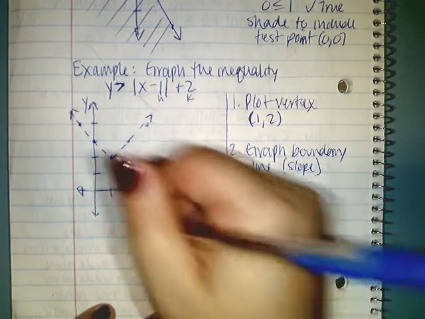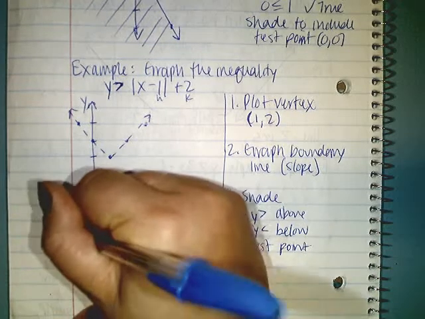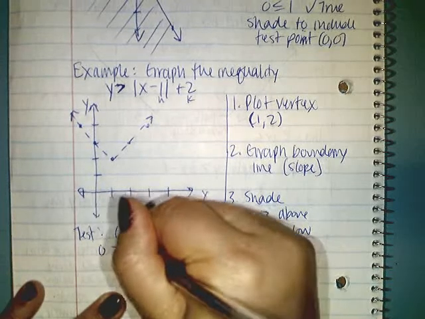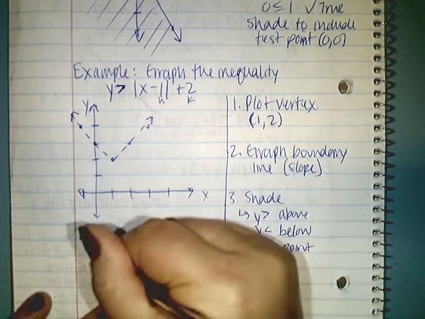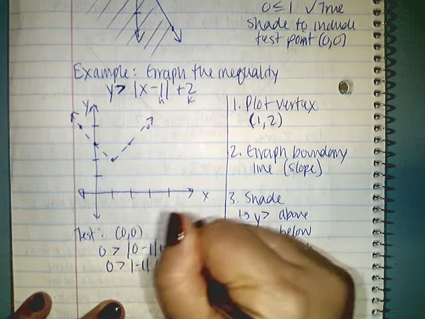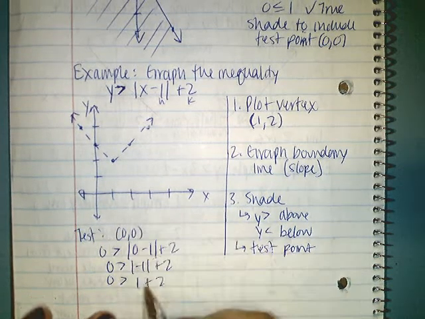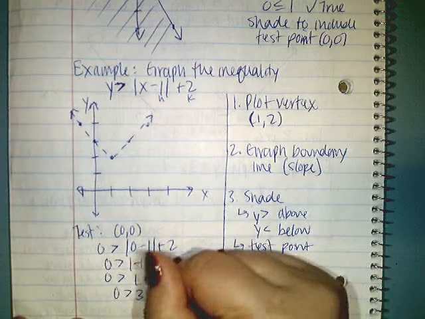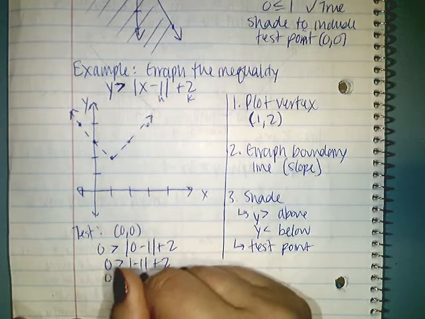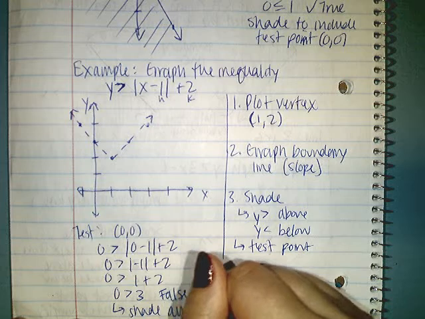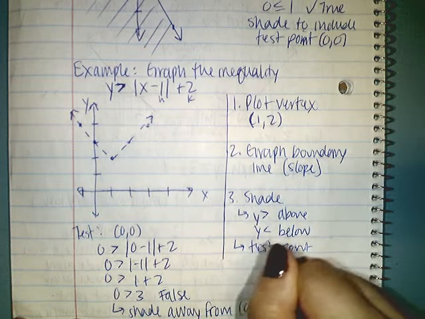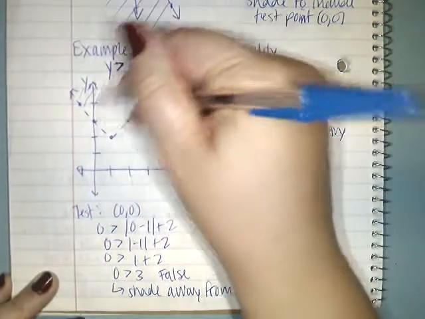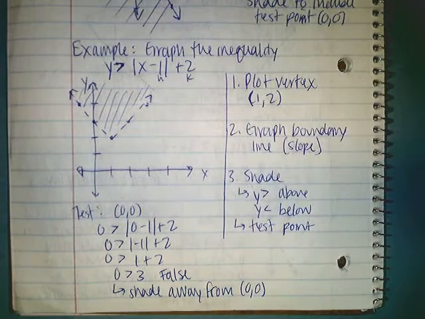But for the sake of example, if I tested with the point 0, 0, I'd get 0 is greater than absolute value of 0 minus 1 plus 2. 0 is greater than the absolute value of negative 1 plus 2. 0 is greater than 1 plus 2, since the absolute value of negative 1 is 1. So 0 is greater than 3. That is false. So in this case, because I plugged in 0, 0 and it didn't work, I know I need to shade away from it. So I'm shading above right there.